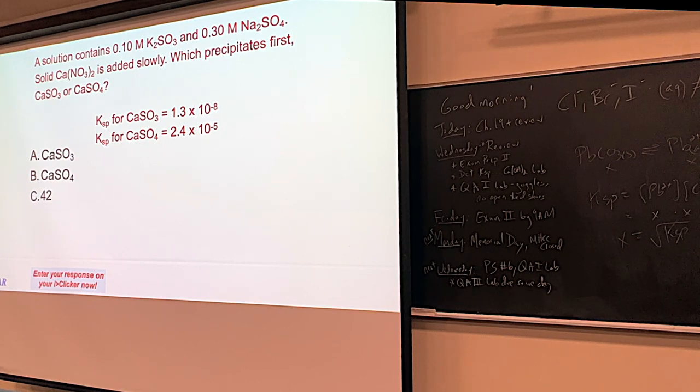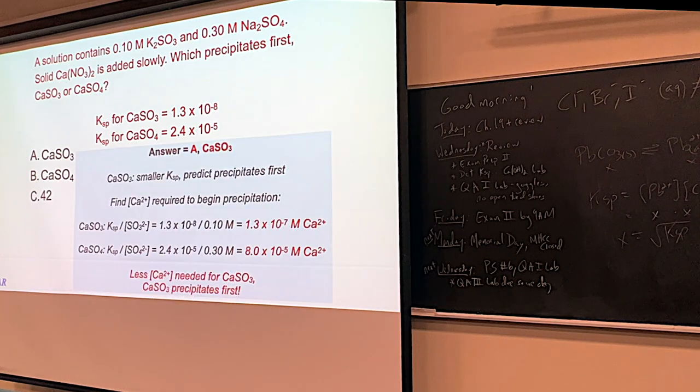And the smallest solubility will come from the smallest Ksp. So the quick way to do this is literally to just look at the Ksps, and the smaller Ksp will give you the smallest solubility. That means that one will precipitate first. So without doing any math, you can just look at the Ksps. More often than not, not 100%, but pretty close to 100%, the smaller Ksp will be the first one to precipitate. So CaSO3 is smaller than CaSO4, that would be really good.